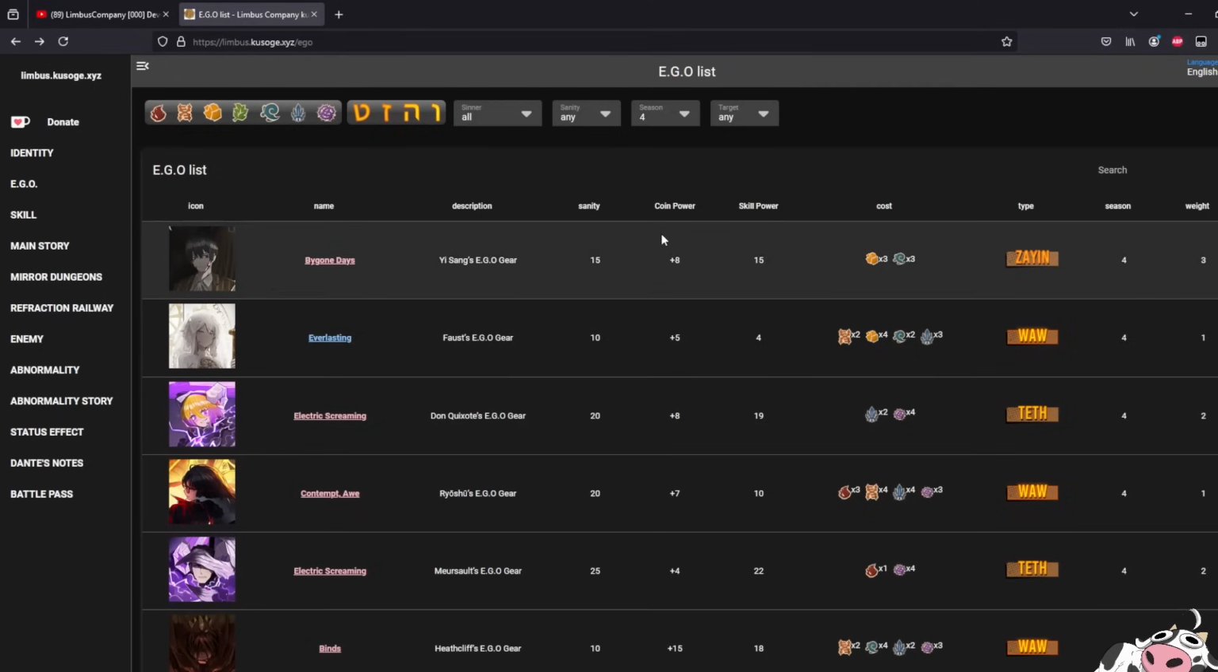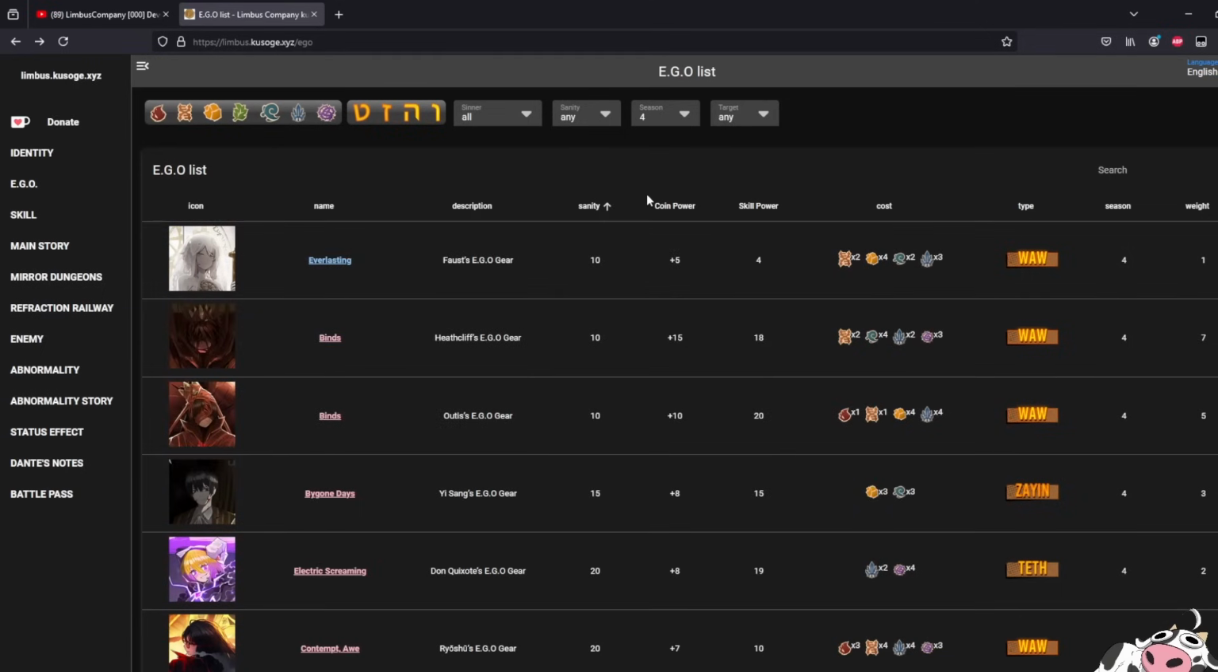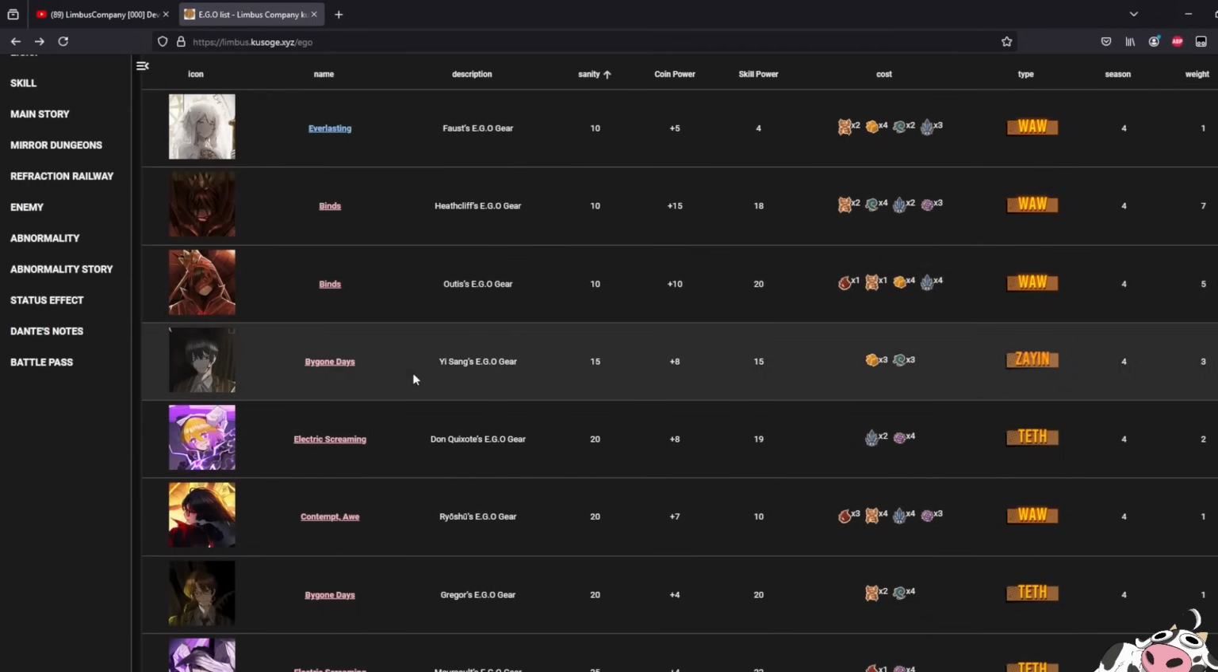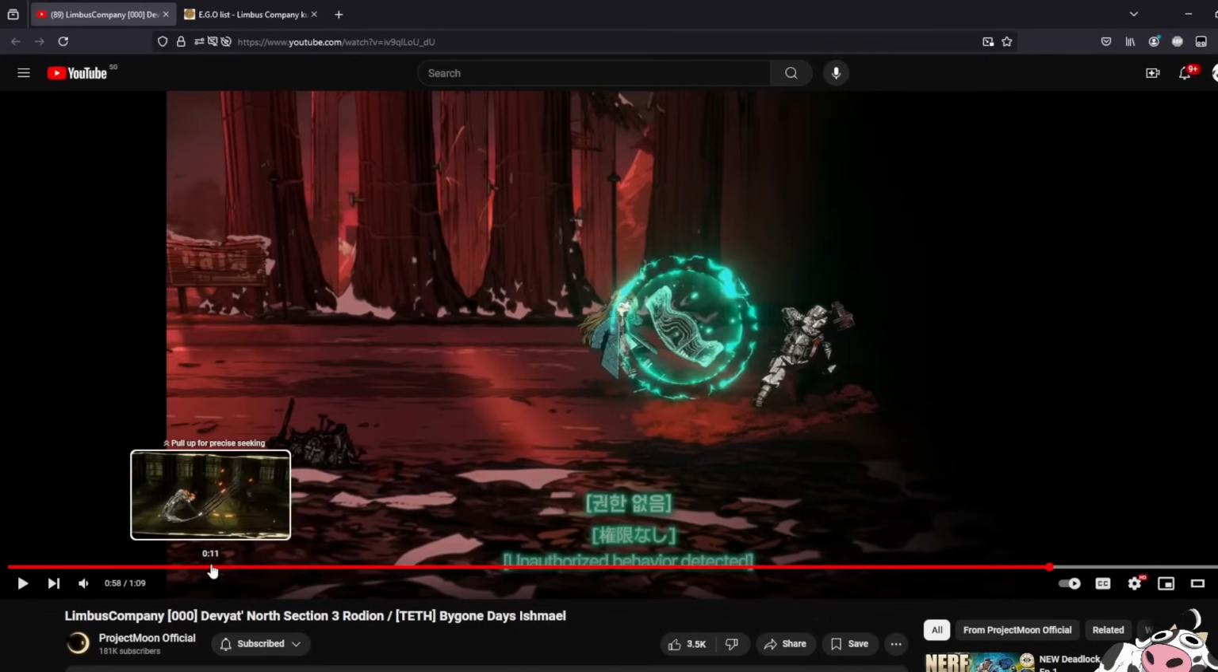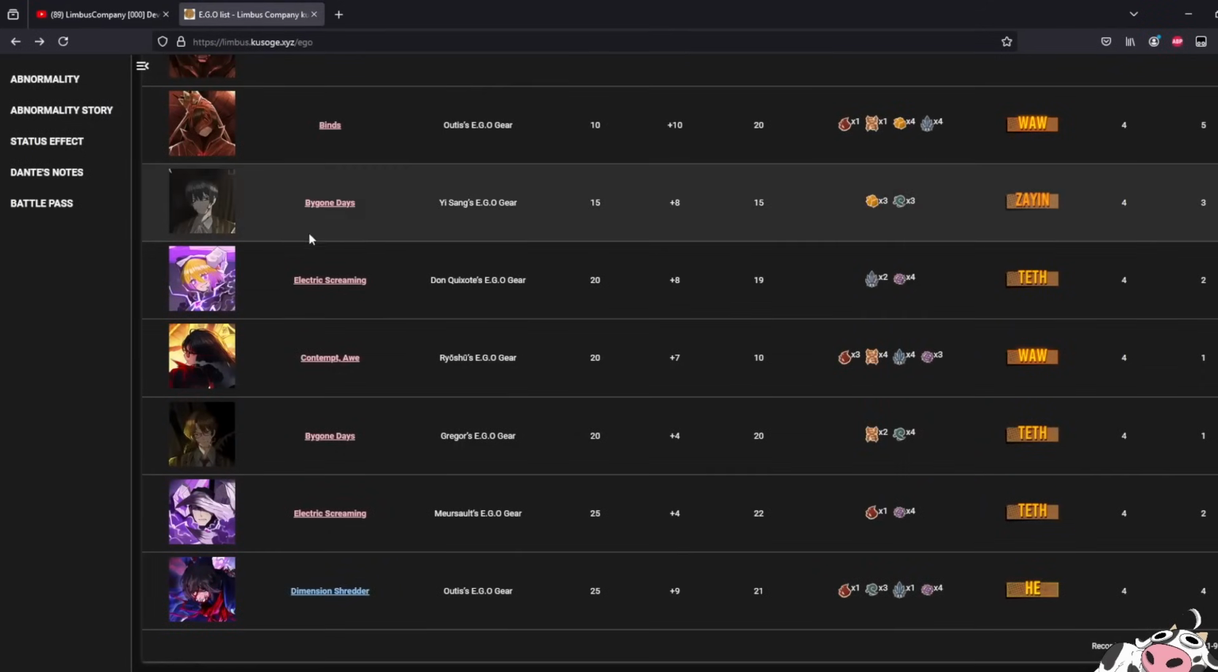I'm guessing Ishmael's Bygone Days will be something with Poise gain, maybe like when you hit a Sinking target you gain Poise, or maybe you have higher crit chance when you hit something with Poise or something. I have no clue. There's so many things that EGO could do when it comes out. But besides that, I'm honestly not looking forward to the EGO itself, because I don't really have a reason to use the Maid Ishmael at all.